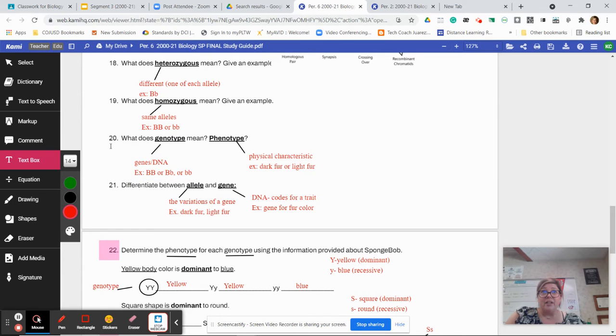Genotype, again, is the genes or the DNA. That's what's in the nucleus of every cell of our body. We can't see that. We use letters to represent genotypes, for example, capital B, capital B, capital B, lowercase b, and two lowercase b's. We would say homozygous dominant, heterozygous, or homozygous recessive. Phenotype is the physical trait that is expressed that we can see.